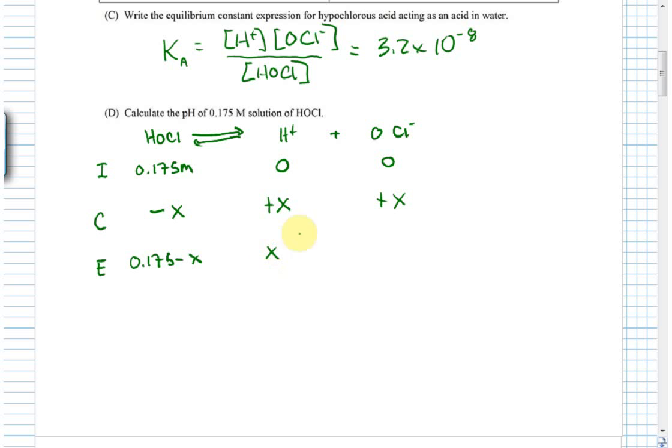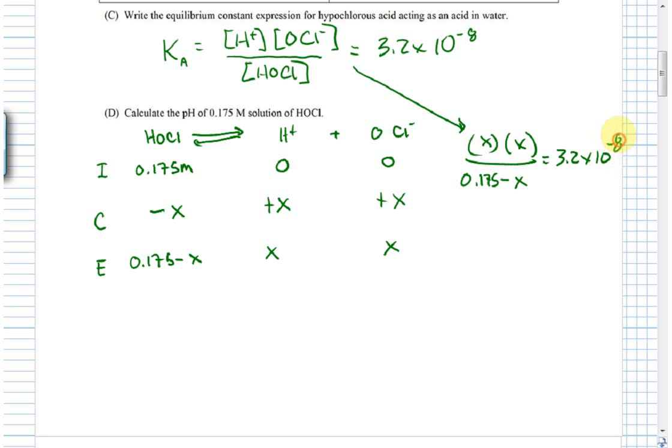X will be the molarity of the H plus, X will be the molarity of the Cl minus. Now what we want to do is plug those into the equilibrium expression. So now we go up here and we say X times X over 0.175 minus X has to equal 3.2 times 10 to the minus 8th, right?